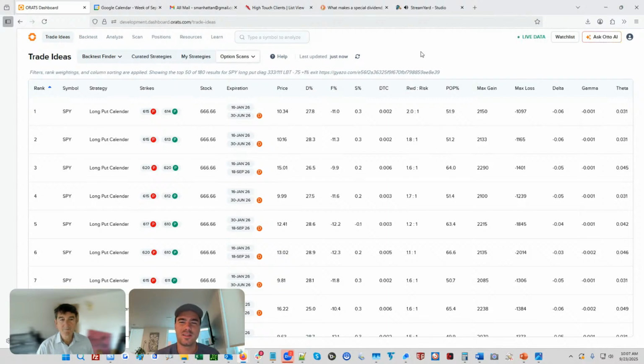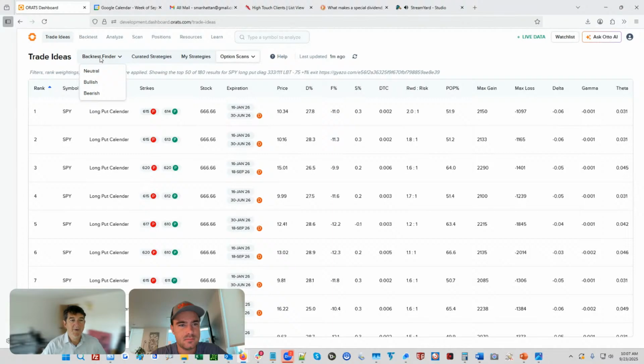Yeah, I'm really liking the new tab. We've heard a lot of feedback from our customers about wanting more trade ideas, and we have them coming from all these different sources. And so we've consolidated them here for you, and you can sort of go from there. So why don't we go over the backtest finder first, because that kind of bleeds into what curated strategies do and how they work.